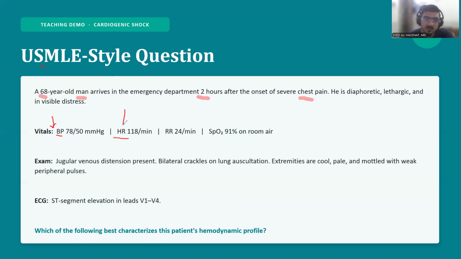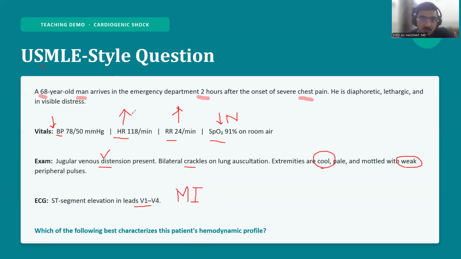Heart rate is up. Respiratory rate is up. Saturation is low, low normal. JVP distension present. Crackles. What are the extremities? Extremities are cold, with weak pulses. And you can see here the ECG. ECG is depicting MI. So, what is MI? MI is related to what?